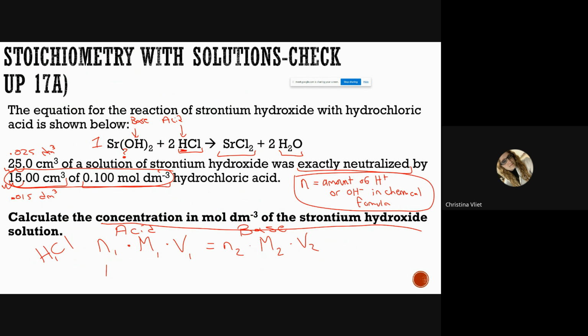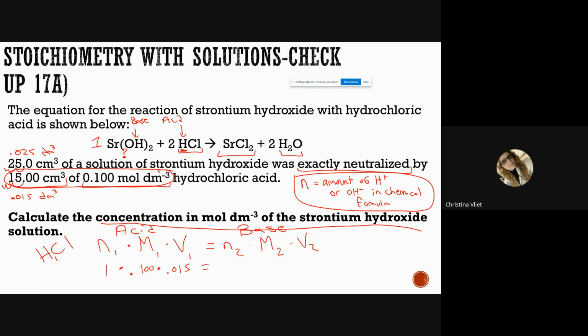Molarity. You just got to find the number for HCl. What's the molarity? Volume. You should probably change it to decimeters cubed just for good measure. What is it for HCl? 1 times 0.100, right? Technically, times 0.015. That's my information for the acid.